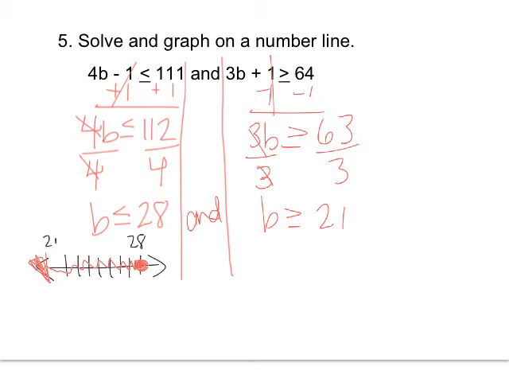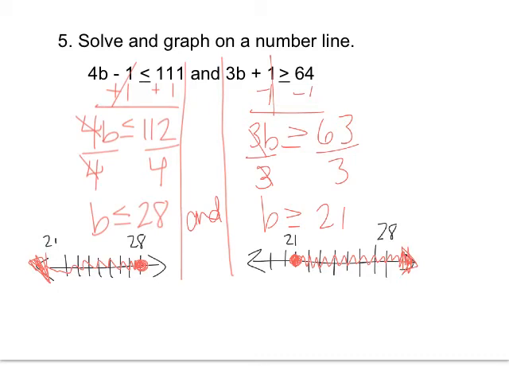Now if I graph the second one, everything greater than or equal to 21, so if I put 28 here, 27, 26, 25, 24, 23, 22, 21 would be right here. Everything greater than or equal to 21 would include the 21 and include everything to the right of it.